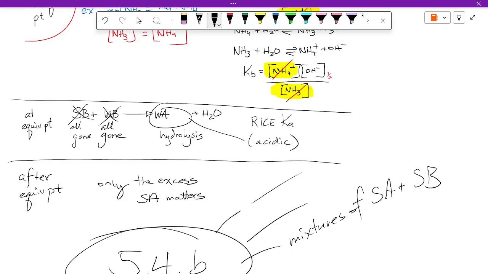You wrote strong base. Oh, I should have written strong acid here. This should have been strong acid. There we go.